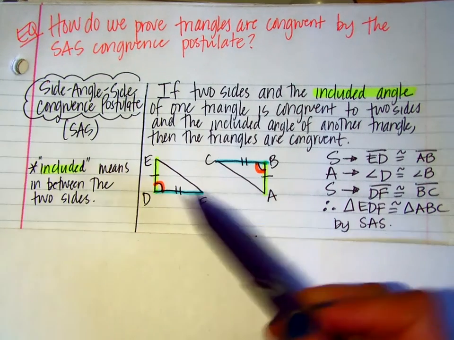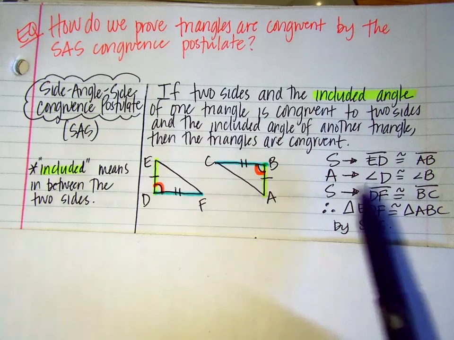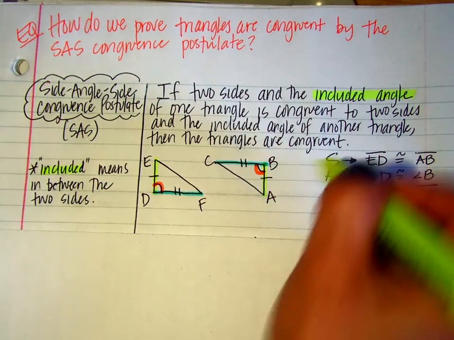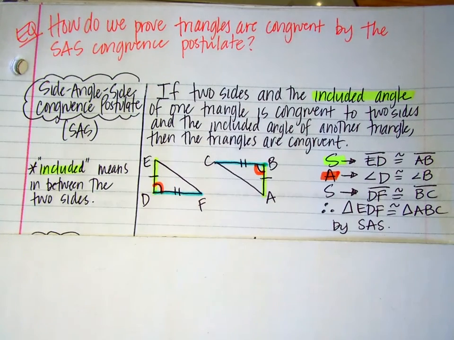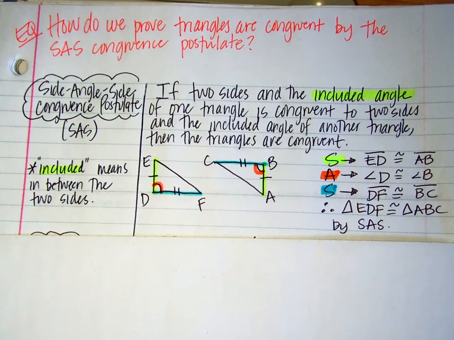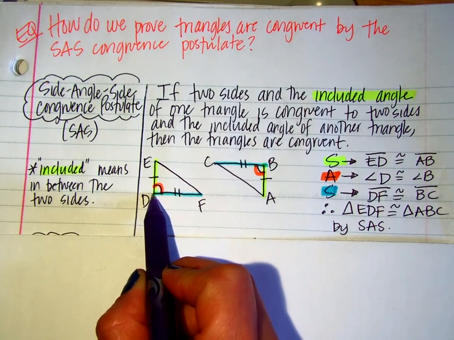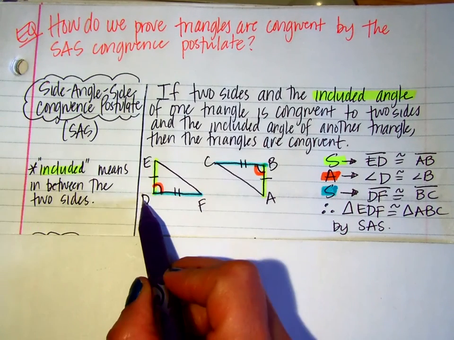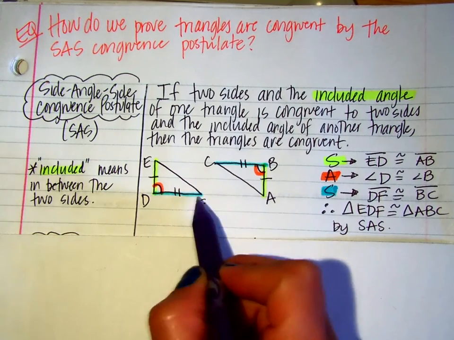So I marked these with some highlighters, and because we're proving by the side-angle-side congruence postulate, I like to write the S, A, and S. S being for the first side, A being for the angle, and then S for that other side. So, as you can see, my first side is named side ED, so I wrote side ED. The angle is angle D. Because we're not sharing angles, I'm going to just call it by its vertex name. And then the second side is side DF.